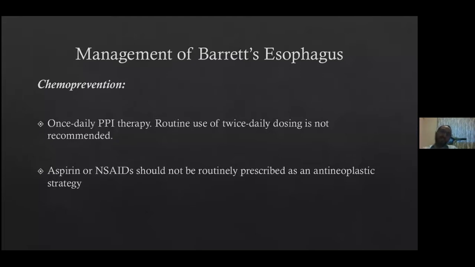Management of Barrett esophagus. Chemoprevention: once daily PPI therapy is recommended. Routine use of twice daily dosing is not recommended. Aspirin shows some effect, but aspirin or NSAIDs should not be routinely prescribed as an anti-neoplastic strategy.